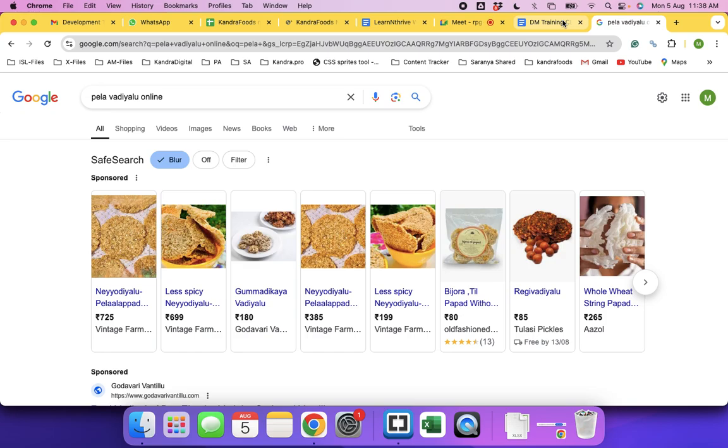Okay, Srikakulam Appadalu is not there. So click on this plus, new campaign. So here I'm going to pick website traffic, and you want screenshots. Click on this.